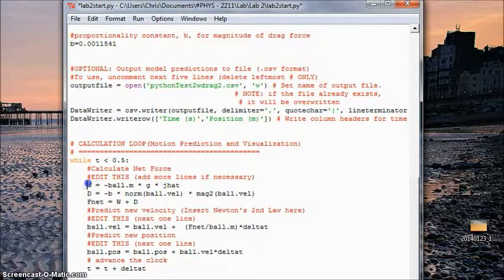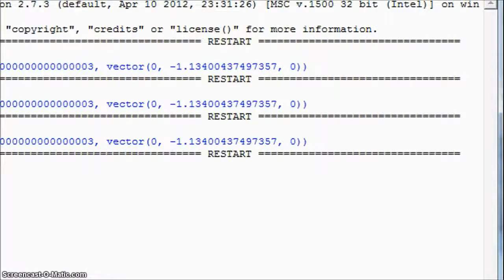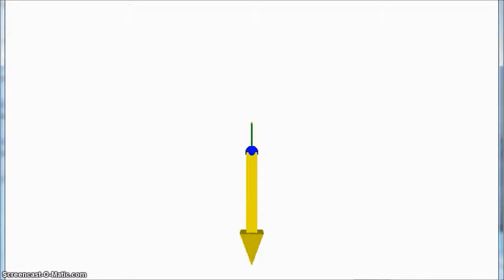The weight force is left unchanged, but the drag force is something entirely different. It points, as we said before, in the opposite direction of the velocity, multiplied by the magnitude of the velocity vector squared, so the speed squared. All of this is to say that the drag force becomes larger as the speed becomes larger. When we run the model for 0.5 seconds, we can't see an immediate change in the short time frame.